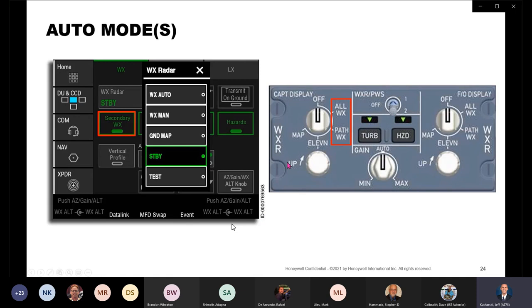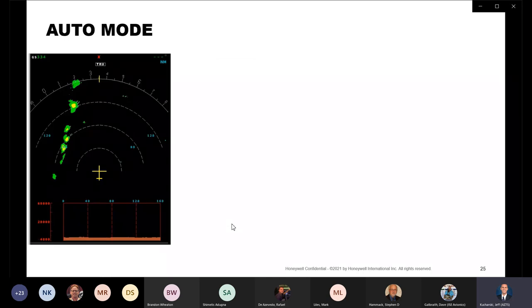Now, on some of the aircraft, there's a selection where you can show all weather or path weather, and that also helps you declutter stratus weather that might be above you or below you. You can also do this manually by selecting an altitude slice 4,000 to 5,000 feet below you.